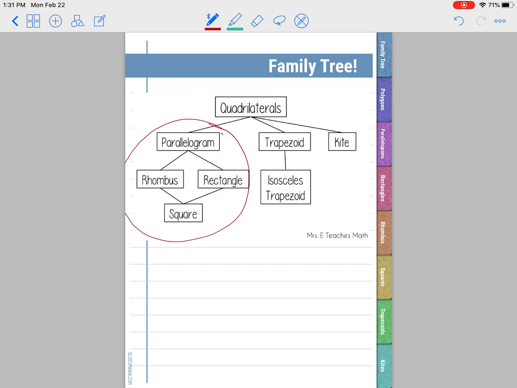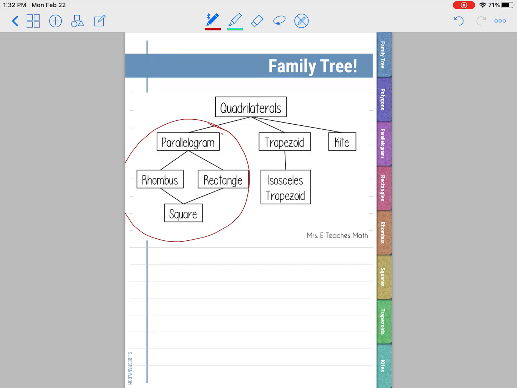Parallelograms' characteristics are passed down to the rhombus and the rectangle. So yes, they have all the same characteristics to start with, but then they each have some new characteristics of their own. Then once we get to the square, the square has characteristics of the parallelogram, rhombus, and rectangle all combined together, but the square doesn't have anything new on its own, okay? Then in the next video, we'll talk about the trapezoid and kite side of it.